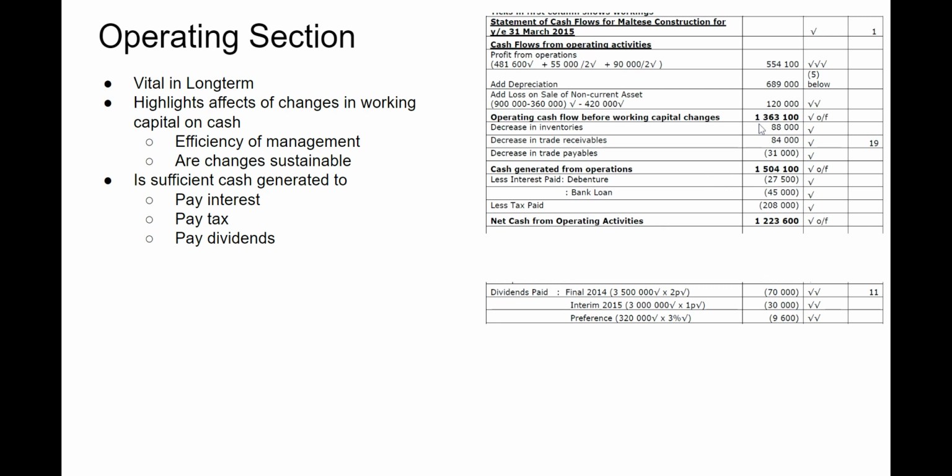So this figure, the operating cash flow before the working capital changes, is important because that's saying on a day-to-day basis how much cash a business is generating over the course of a 12-month period. And this business has done quite well, it would appear. They've generated £1,363,100 worth of cash. So depending on the size of the business, that would probably be quite significant, and that is important.